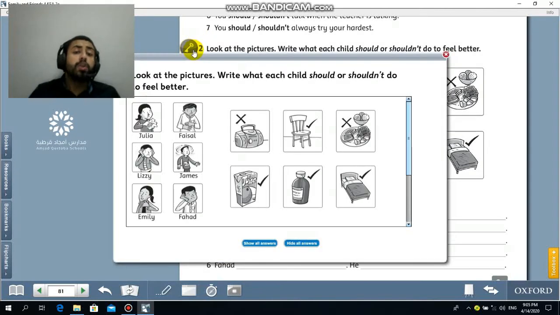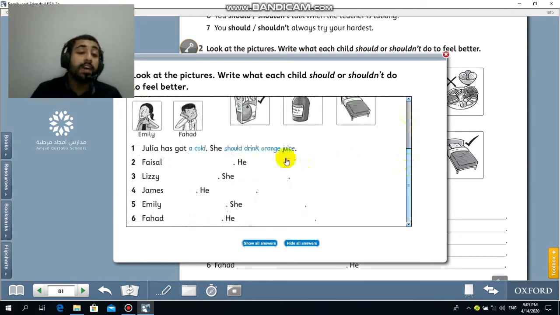Picture number 2, for example, Faisal, he has his hands on his belly, on his stomach. He has what? He has a stomach ache. So he shouldn't eat food. He shouldn't eat. So Faisal has got a stomach ache. He shouldn't eat. Okay? This is clear, my dear students?